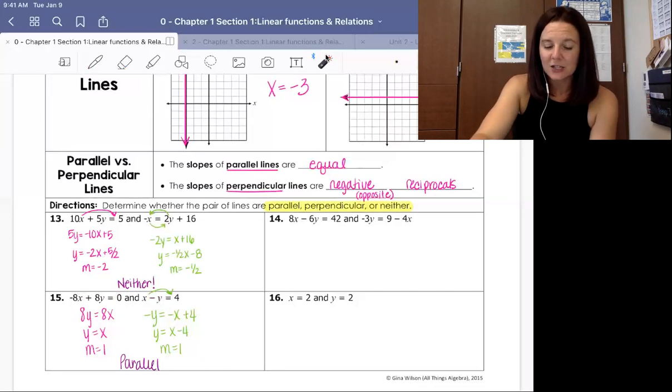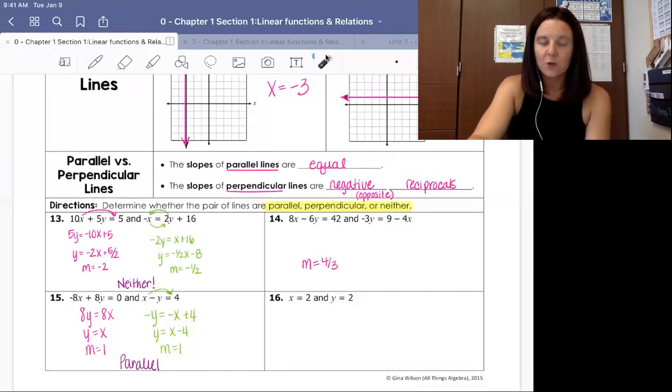Okay, let's see how you did on number 14. Your first equation, you should have got a slope of 4/3. The second one was also a slope of 4/3, which means they are parallel.